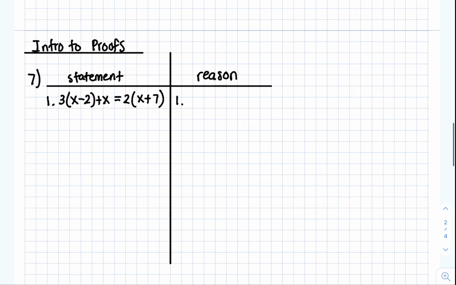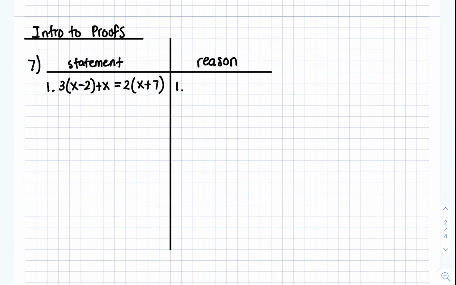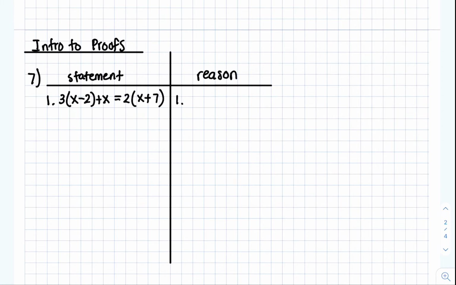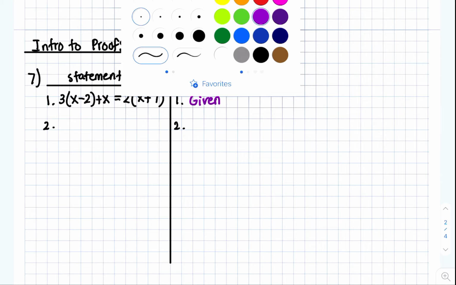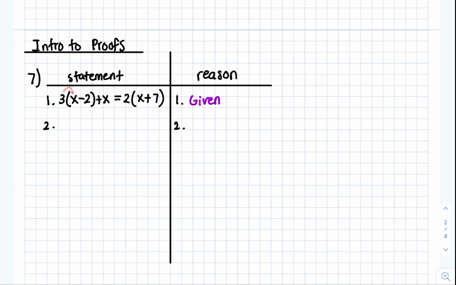Lastly, intro to proofs. So, there were multiple properties that we took notes on the other day. So you gotta use those properties in order to prove our statement, which is that right there. So, remember, your first reason is always given, because they give you the statement. Okay, 2. First step, we gotta do this.